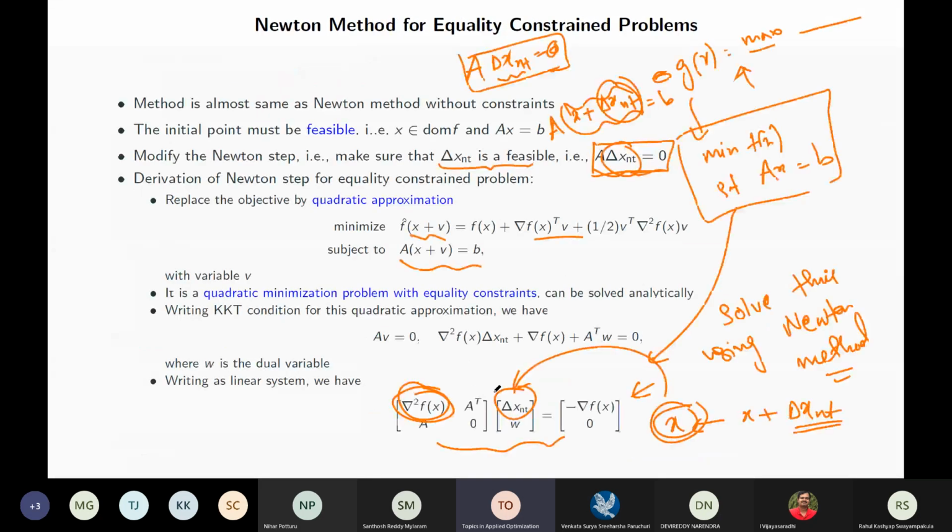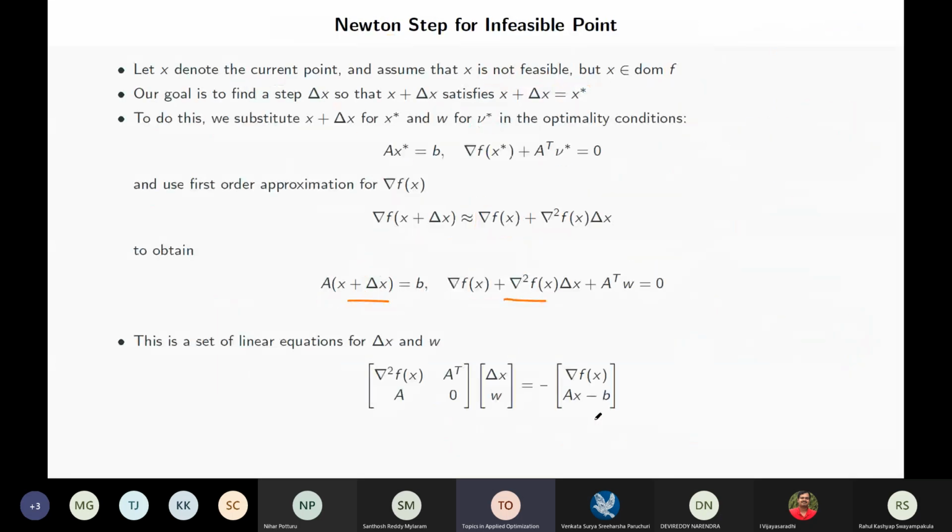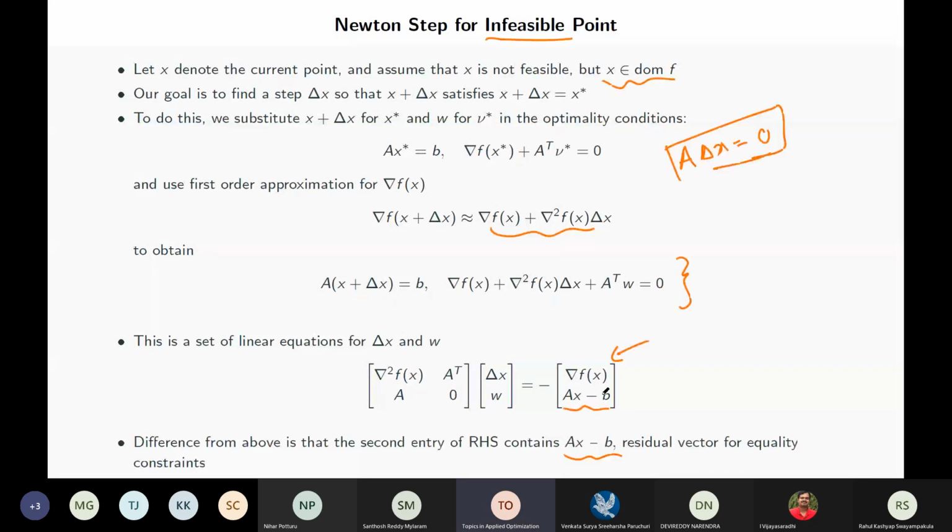Okay, so if we see the previous case, I think the change was only this guy. So to make this work for infeasible, we have to adjust this 0 part here. This part here is Ax minus b now. So it takes care of this, right? You can already see, so last equation is A delta x is equal to minus Ax plus b.